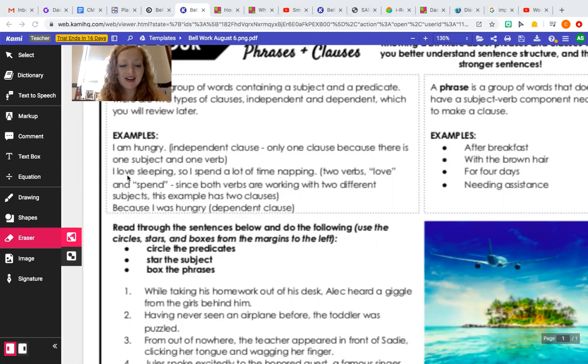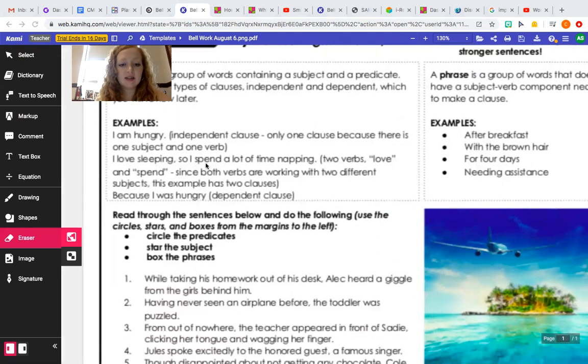I am. Okay, and then I love sleeping, so I spend a lot of time napping. This actually has two independent clauses. So you could say I love sleeping, period, and you could say I spend a lot of time napping, period. But these are connected with a comma and so it makes it a compound sentence. So the subject in I love sleeping is I, and the main part of the predicate is love, but everything after that would also be part of the predicate. And then in this second part, I is the subject, and spend is the main part of the predicate, but the rest of it could also be considered the predicate.